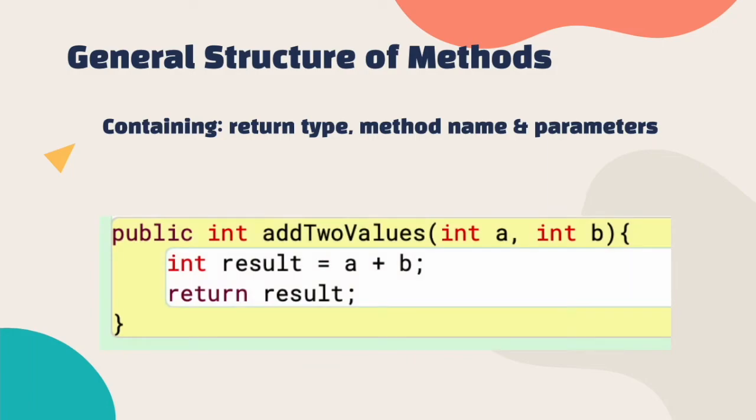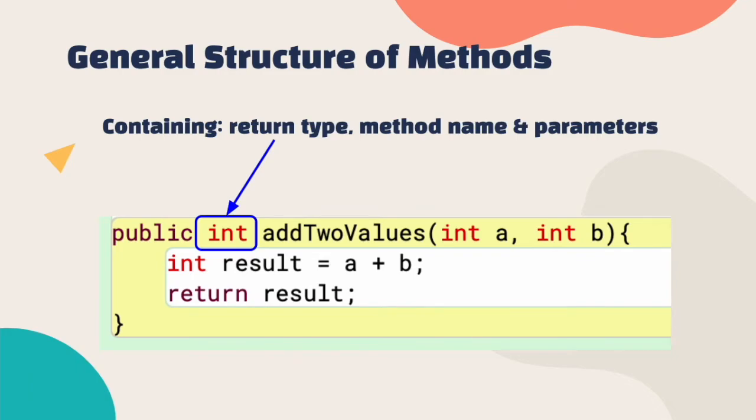So like this: public int addTwoValues, int A, int B, curly braces, int result equals A plus B, return result, close curly braces. So this method means what? This means that this method takes two parameters, takes two integers, adds those two integers and returns the result. Let's have a look which one is the return type, which one is the method name, and which one is the parameters. So the first one, return type.